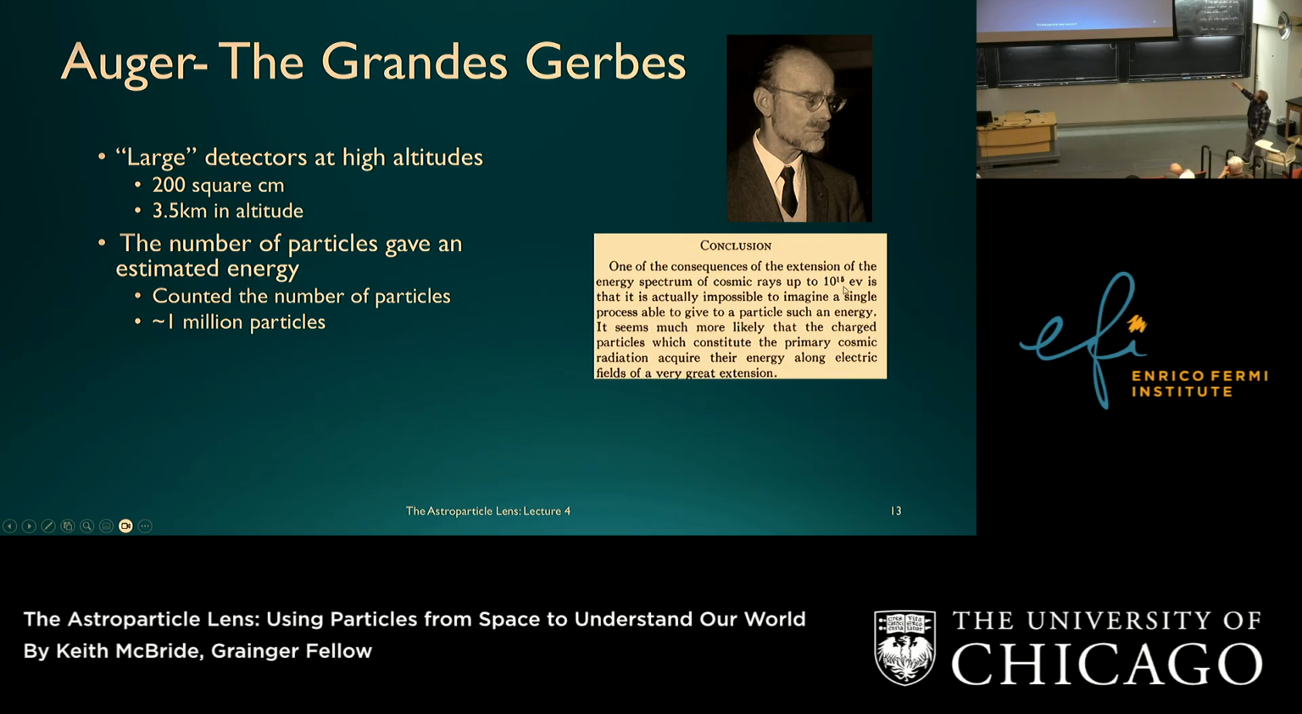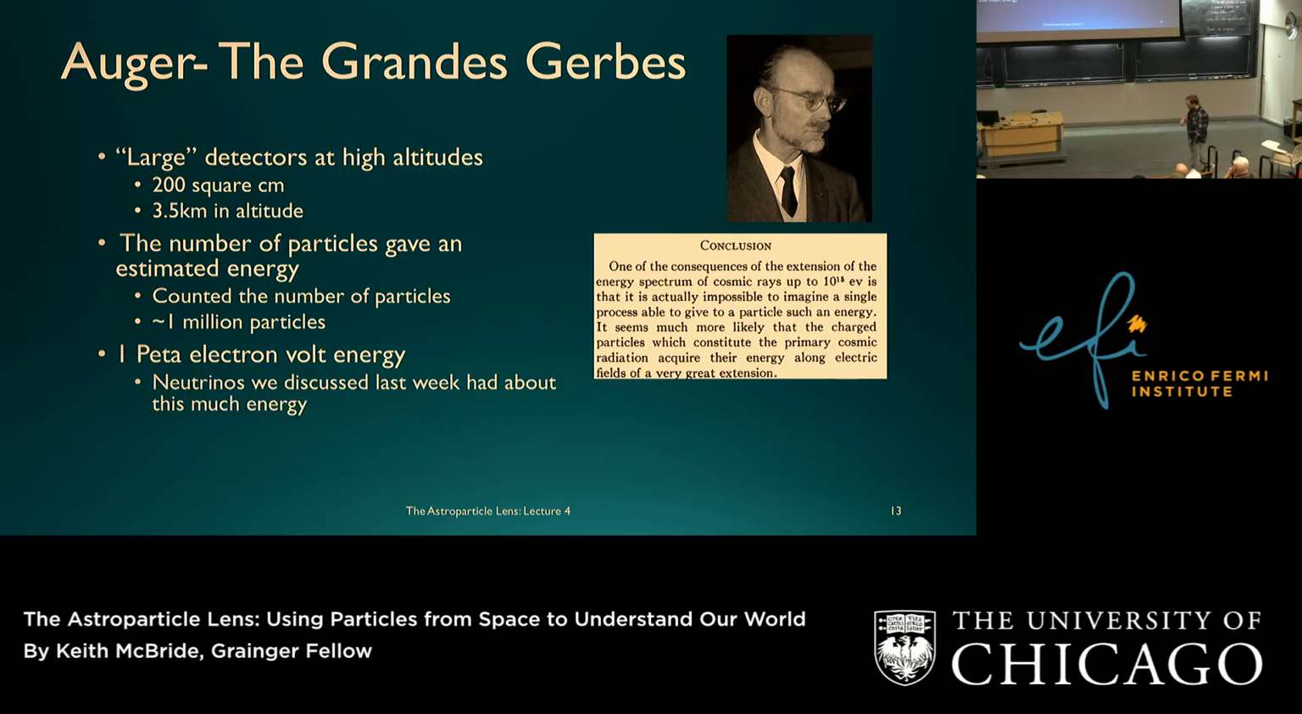One of the consequences that he explains in his paper is that these cosmic rays must be up to 10 to the 15 electron volts. And he said it's actually impossible to imagine a single process able to give a particle such an energy. So at the time, the scale was completely different. This is a peta-electron volt of energy that no one had ever heard of.